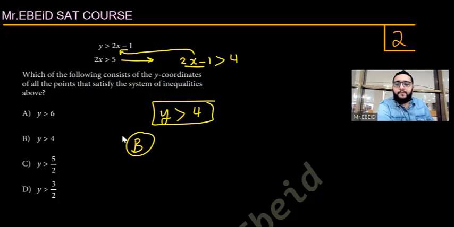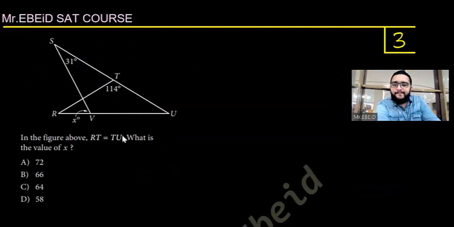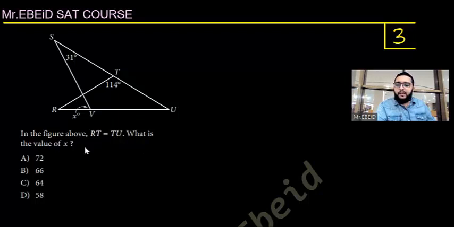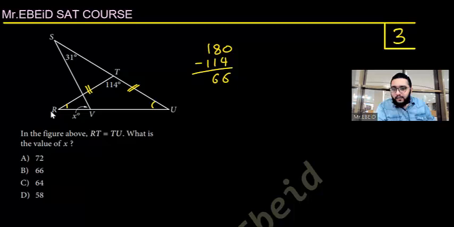Okay, let's move to the next question. In the figure above, RT equals TU. What is the value of x? We have RT equals TU, so TUR is an isosceles triangle, so we can find the measure of R and the measure of U. You know that the sum of the interior angles of any triangle equals 180. So we can find the measure of R or U by subtracting 180 minus 114, then dividing the final by 2. So 180 minus 114 equals 66, so both angles equal 33, which means the measure of angle R equals 33 and also U equals 33.